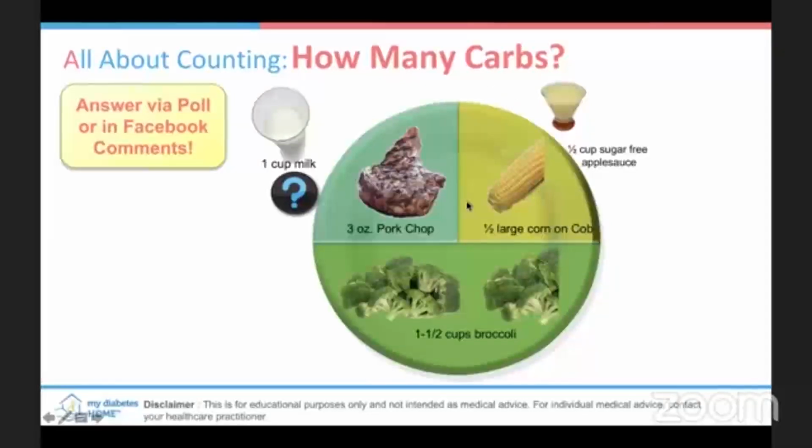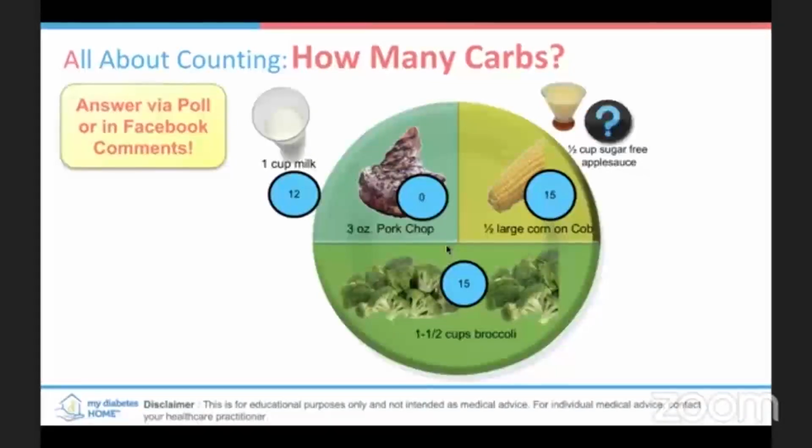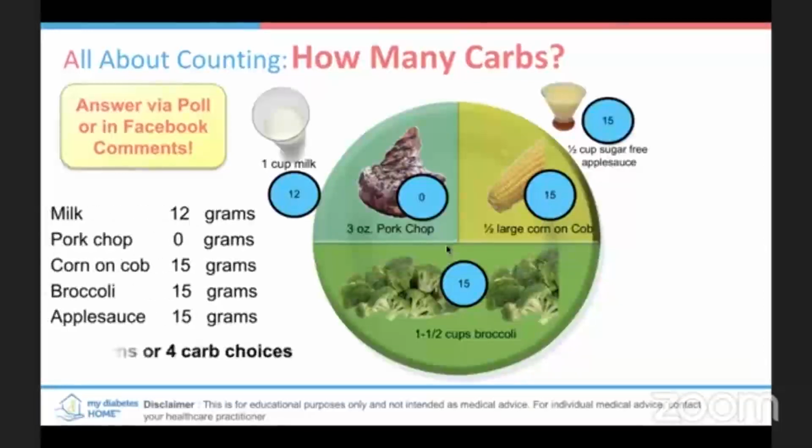Thank you. So first, a cup of milk. Let's find out. 12 grams or 15 grams, about. Pork chop, none. Corn on the cob, about 15 grams. Broccoli, that's a pretty good sized broccoli, 15 grams of carb. And how about half a cup? So half a cup of sugar-free, 15 grams. So the total is 57 grams or 4 carb choices.